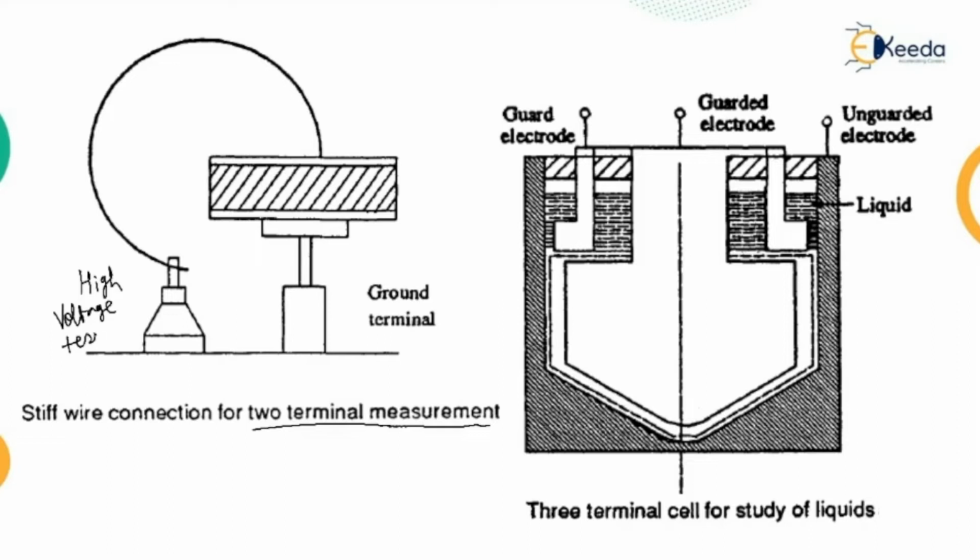High voltage terminal. And this is called as ground terminal. And here we have an insulating material of thickness T. So there are 2 terminals used. One is this one and other is this one.